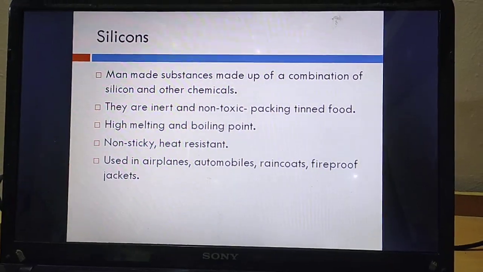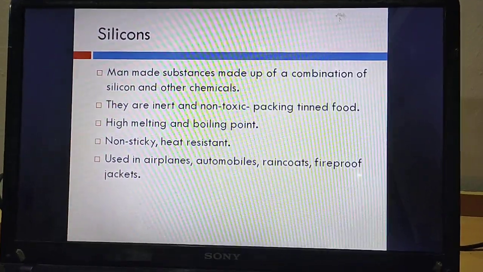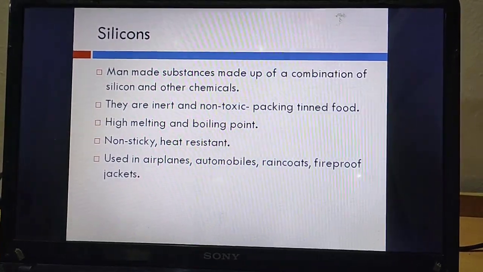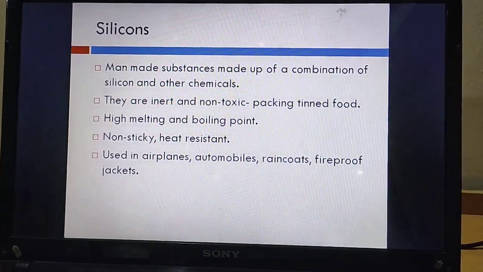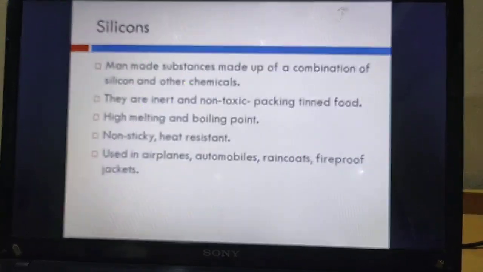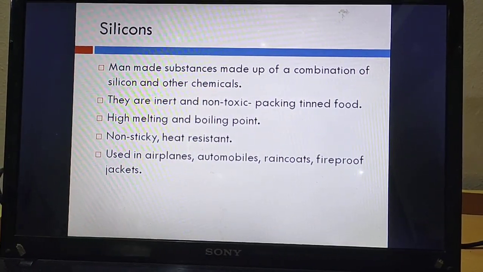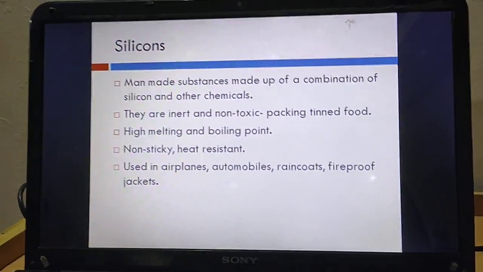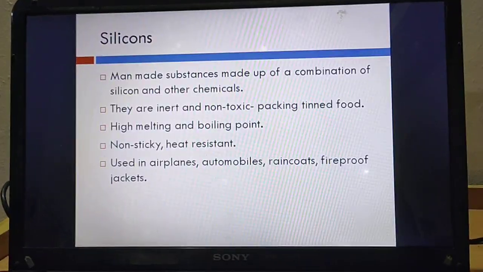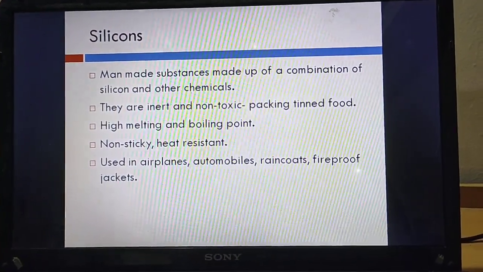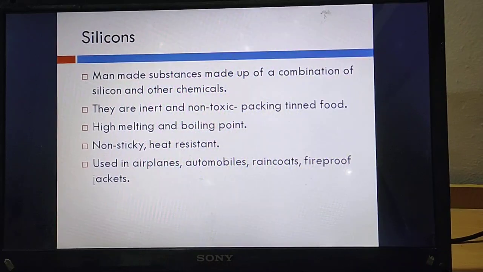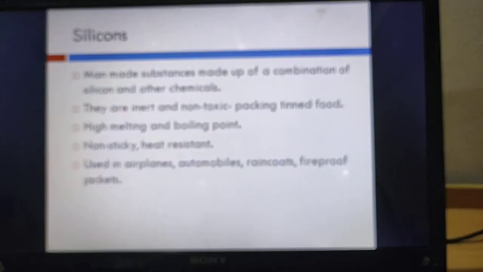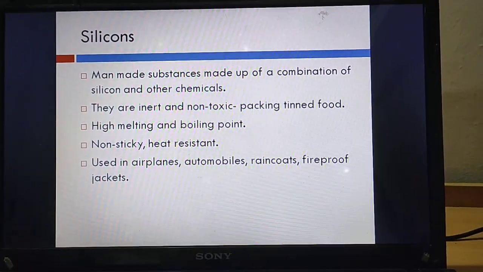So whatever food you get in the cans, those cans and all are made up of what? Silicone. They have very high melting and boiling points. That's why they do not get melted when heated. They are non-sticky, heat resistant. That's why they are also used in preparation of utensils in which we cook food. They are also used in airplanes, automobiles, raincoats, fireproof jackets. Yes, as they are heat resistant, you can also use silicone in making fireproof jackets.